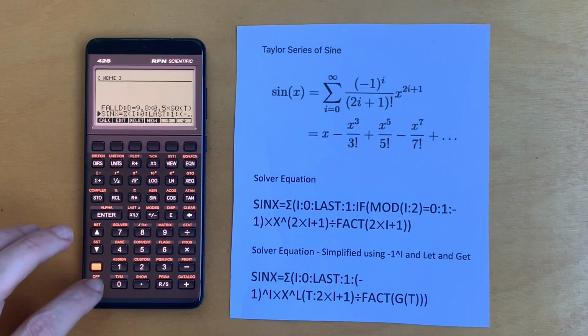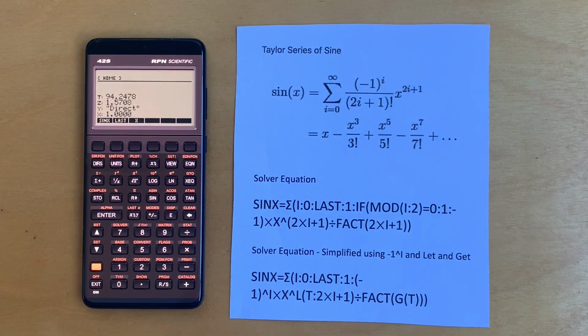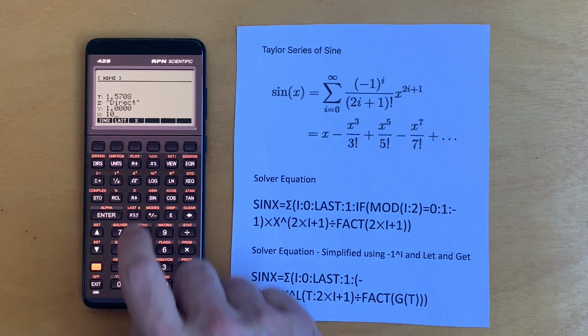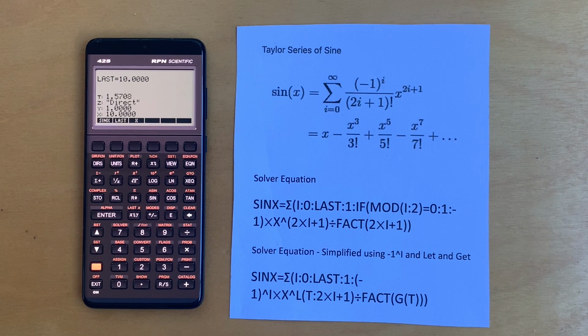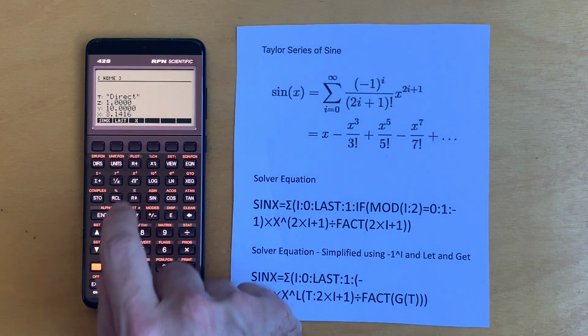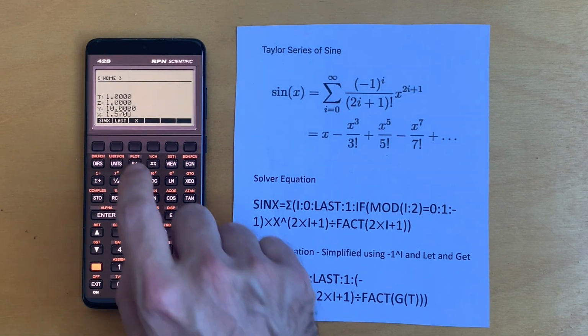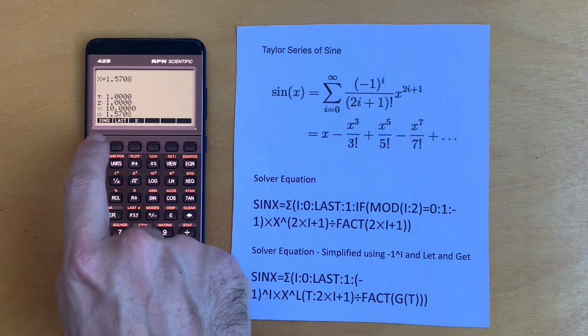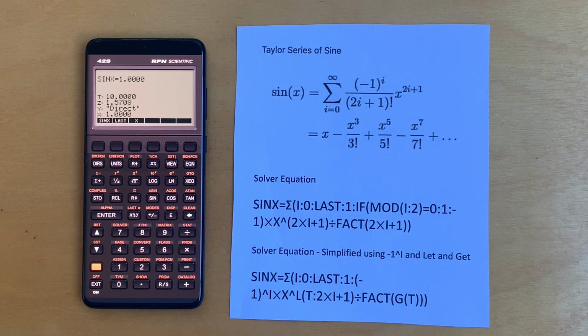So again, we can hit the calc button. And last is the number of terms, so let's set that to 10. And we'll calculate the sine of pi divided by 2 radians, or 90 degrees. So let's enter pi, divide it by 2, and set x. And then we can solve for sine, and so that's 1. And so you can see the implementation of the solver in Plus42 is really good. And yeah, having the solver on the 42S is pretty amazing.